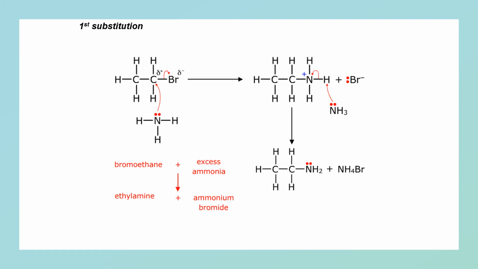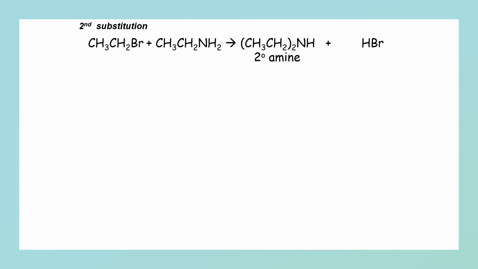So the final thing we're looking at here is our final primary amine, ethylamine, and this NH4Br, ammonium bromide. That was the first substitution. It doesn't end there. You've made your primary amine, you've run out of ammonia, but you've still got halogenoalkane. So what happens is the second substitution here.